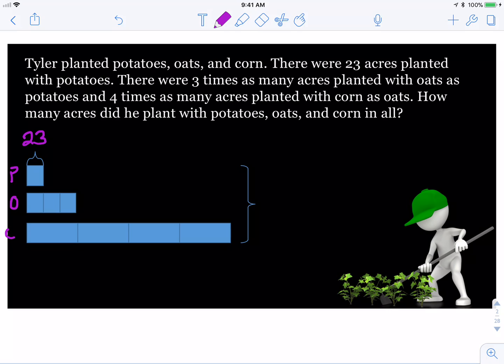Now, the different thing about this that we haven't seen in the past is that now we have 4 times the second amount we found. So we're going to have 4 times as much corn as we had oats. But before we can do anything, we've got to find out how many oats we have. So for oats, you're going to take 23 times 3, and then whatever your oats is, you're going to take that times 4. How do you find out how many in all? What do you have to do? You have to add all 3 together.